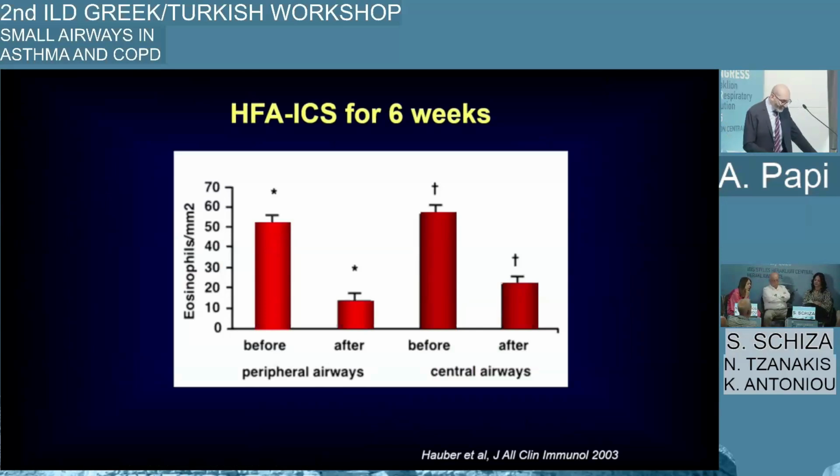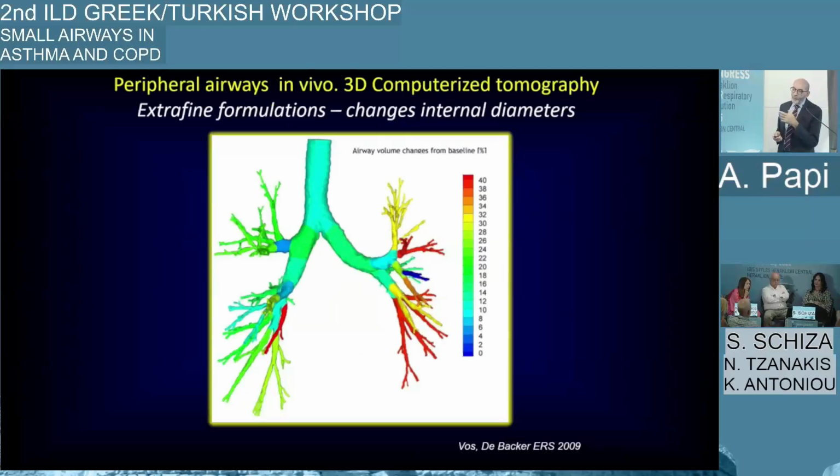And indeed, using this formulation, we can get changes in the pathophysiology of one of the most characteristic findings in asthma, which is eosinophilic infiltration in the airways, both central and peripheral airways. And you can see here, with a formulation that reaches peripheral airways, we can decrease the inflammation even in peripheral airways. We can modify the patency of the airways.